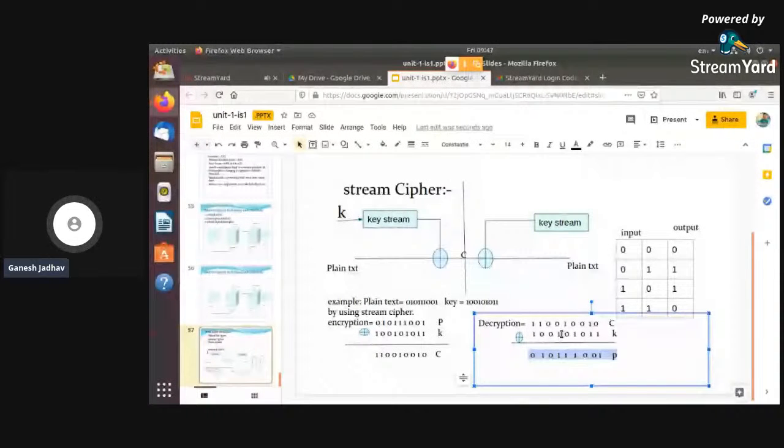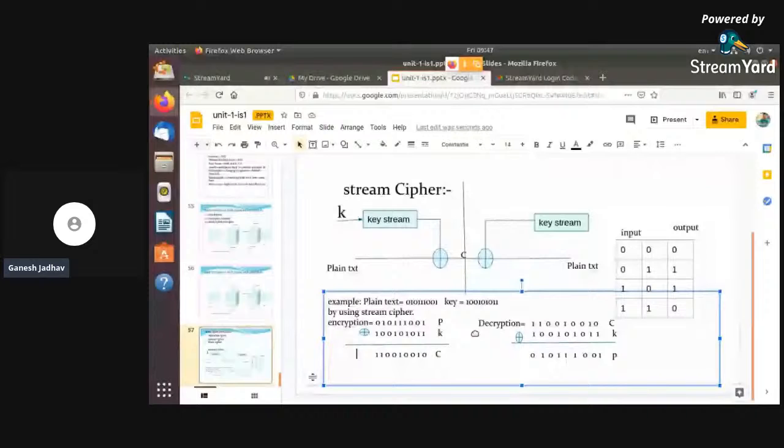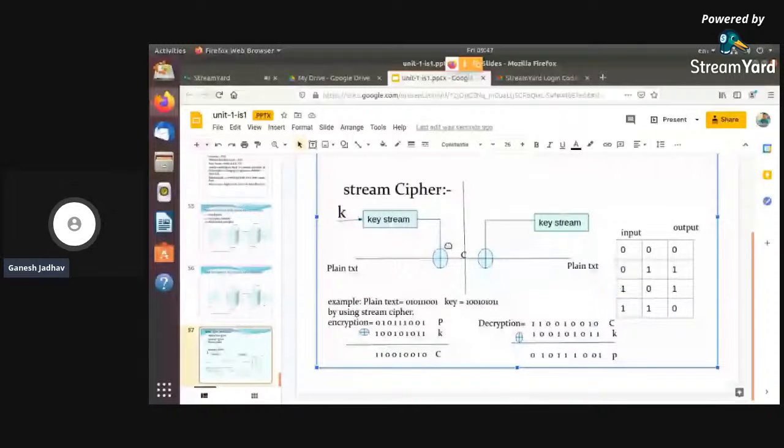So you can say that this is symmetric key cryptography, or the stream cipher. This is a very simple example of the stream cipher. This is the first algorithm, the first example in your second unit. So we stop here.